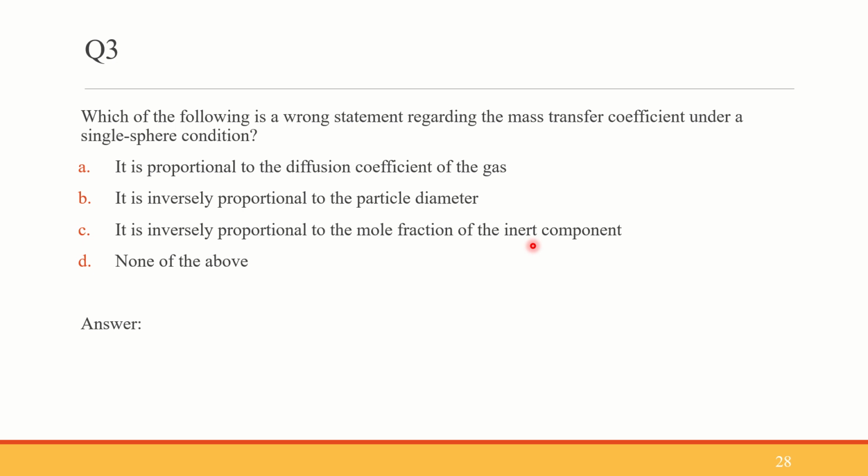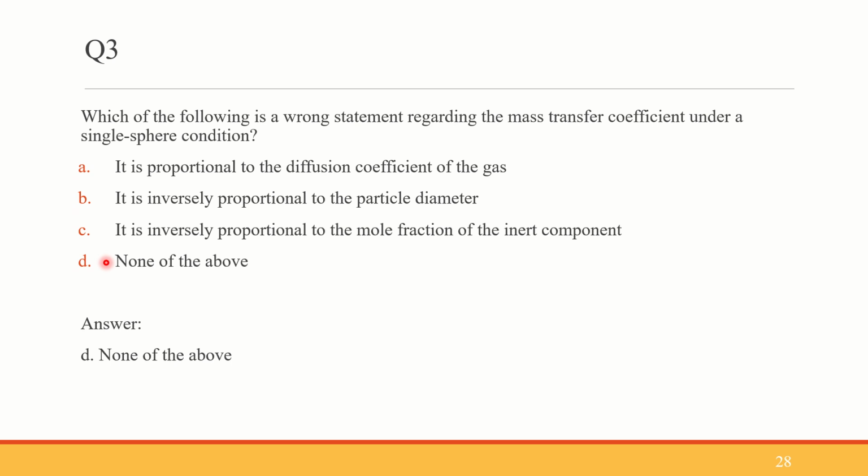The answer is option D. The mass transfer coefficient under a single sphere condition: none of these statements are wrong. That is, the mass transfer coefficient under a single sphere condition is proportional to the diffusion coefficient of the gas. It is inversely proportional to the particle diameter, and also it is inversely proportional to the mole fraction of the inert component. So none of the above is the right answer.